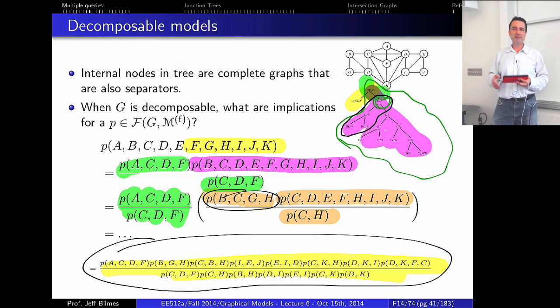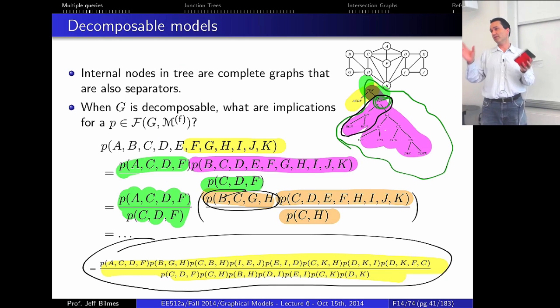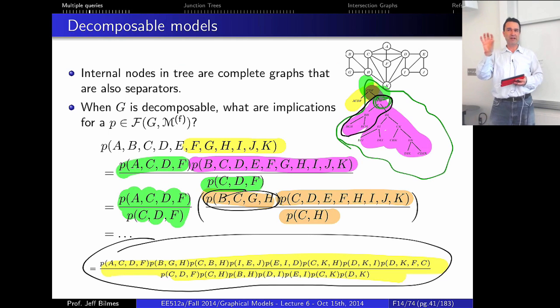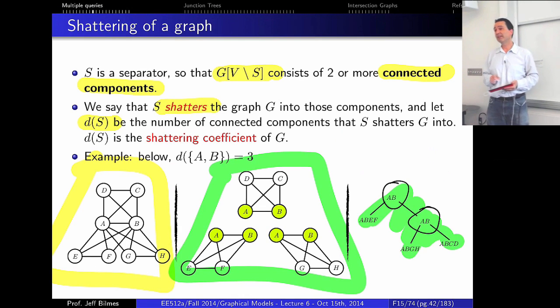What this means is that if we have a representation, or maybe a data structure, with structures corresponding to factors that aren't yet marginals, maybe we can manipulate these factors in such a way that the resulting structures end up being marginals. Here it's showing that, at least in the case of the decomposable model, it's possible. But we haven't yet connected decomposable models with anything else we've talked about.